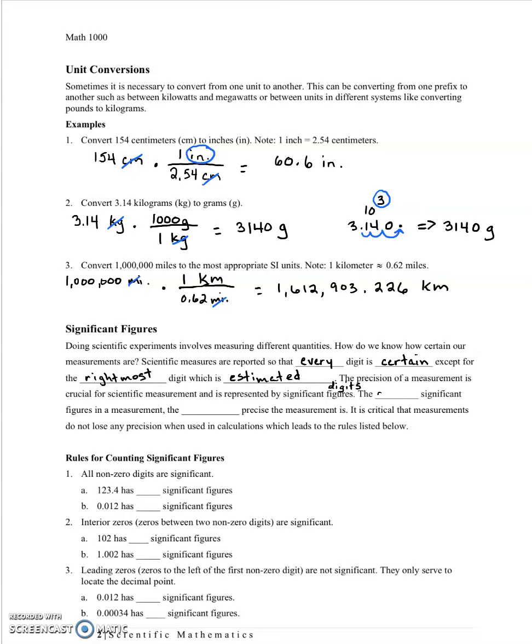The greater the number of significant digits in a measurement, the more precise that measurement is. So it's critical when we do mathematics that we do not lose any precision when we do the calculations. And so that gives us a list of rules. And we'll pick up those rules in the next video.